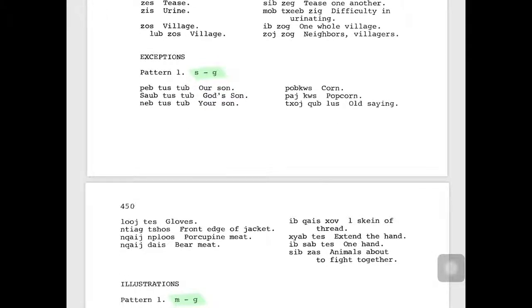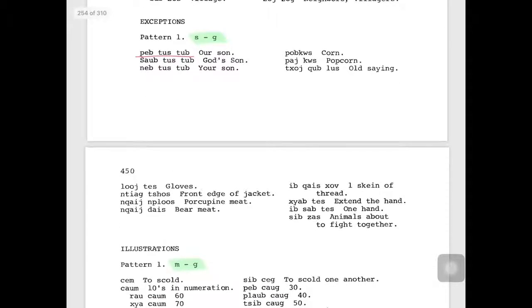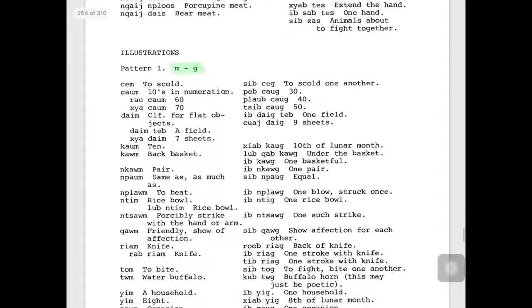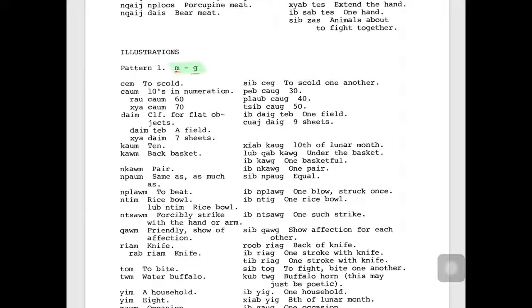There's also exceptions. Bei tu tu should change, but instead it stays bei tu tu, that's just what it is. So there's a few exceptions. Another exception in a common word is ba gu. Ba gu we would expect to change, but it's not. Okay, next the M turns into a G, so to J here is to scold. But if you put the reciprocal word for to do something back and forth before it, it becomes shi jay, turns into a G.